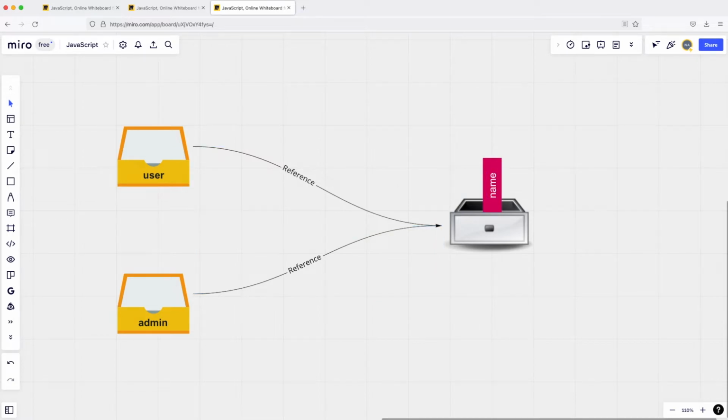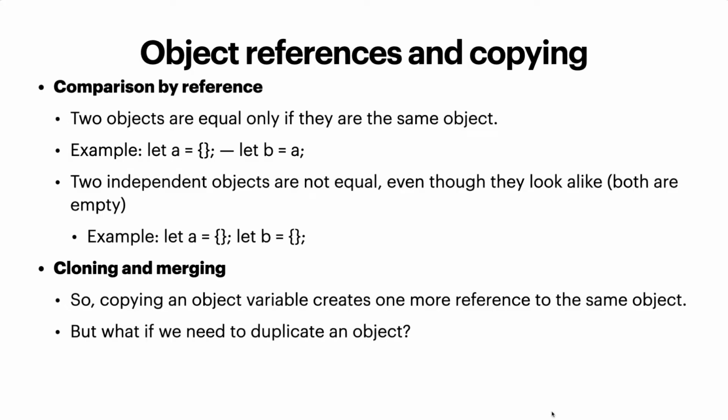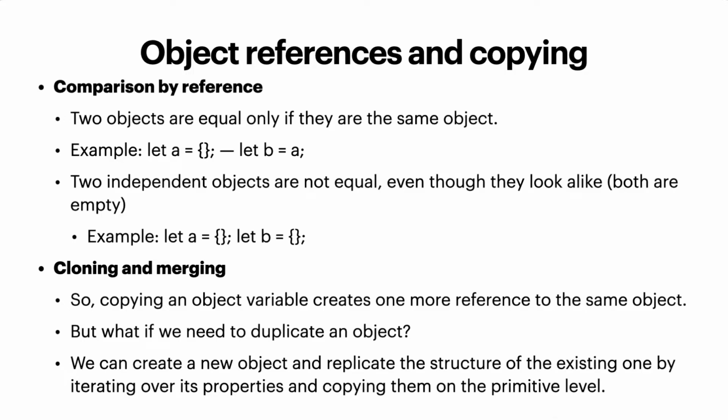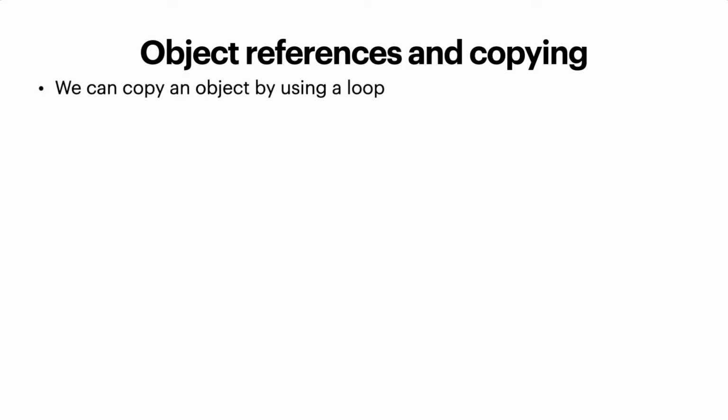So what if we want to create a duplicate of that? We can create a new object and replicate the structure of the existing one by iterating over its properties and copying them on the primitive level. That is one case. This is how we can do it. We can make use of loops in order to copy one object into another. It will create a separate object with all of those properties, copied onto another variable, and then we can have separate objects and have access to those.